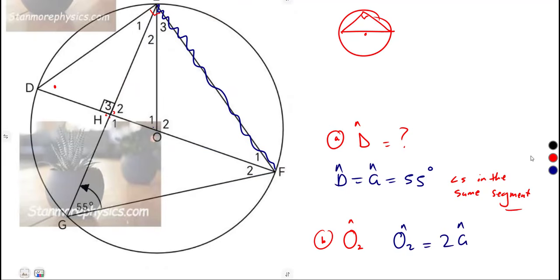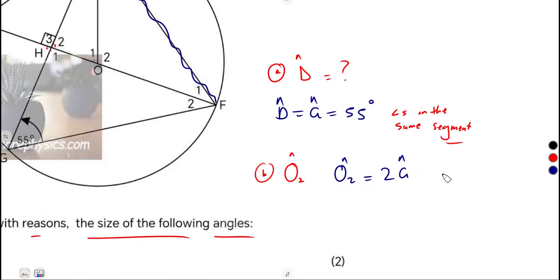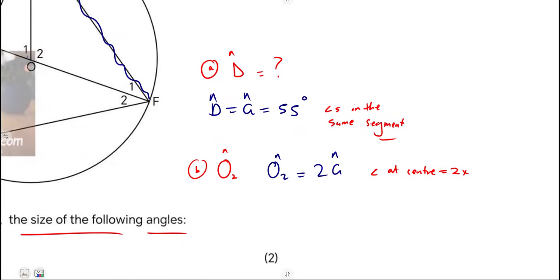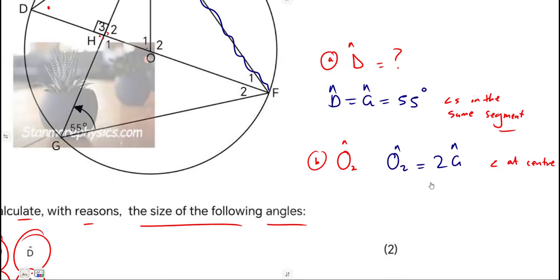So that was direct. Angle O2 is equal to 2 times angle G. Thus we are referring to the angle at the center being equal to 2 times the angle at the circumference. So that is angle G. We have it as 2 times 55 degrees, which is 110 degrees. So that was it.